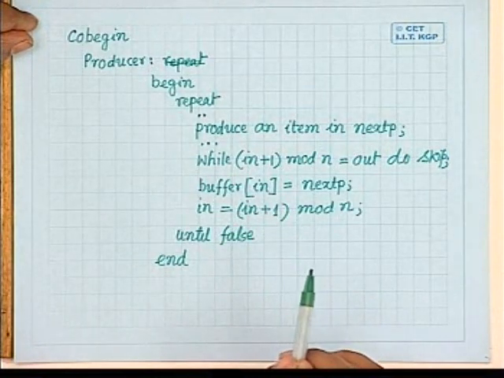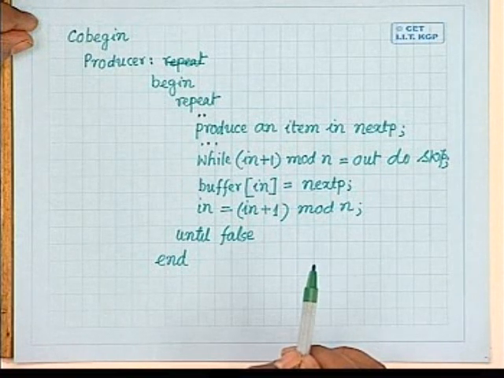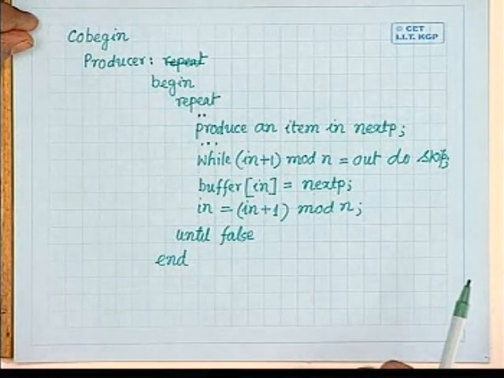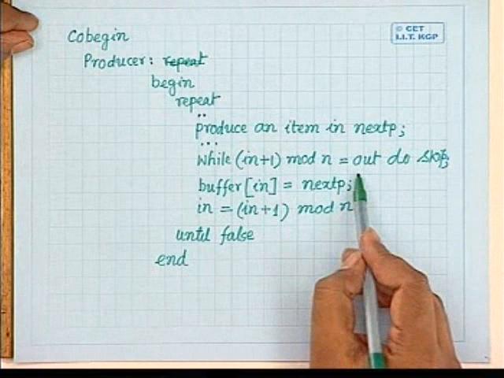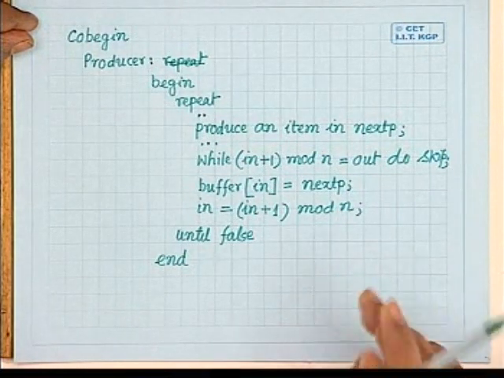We are not incrementing the value of in if the consumer process consumes an item. In that case the value of out will be changed, right? So that is the code for the producer process. Similarly, we can write the code for the consumer process, and it will look like this.